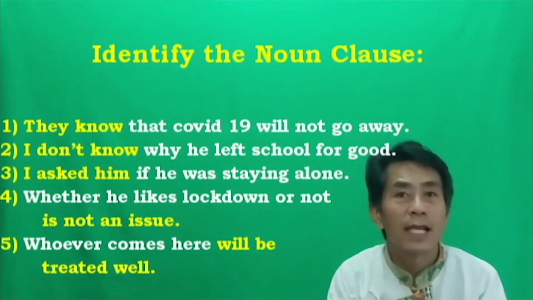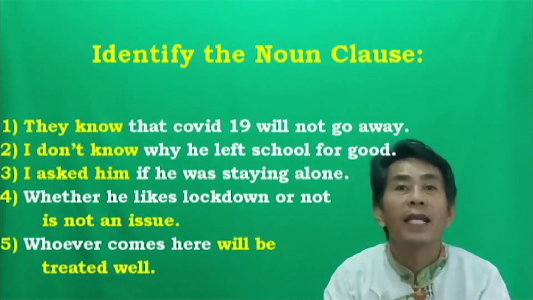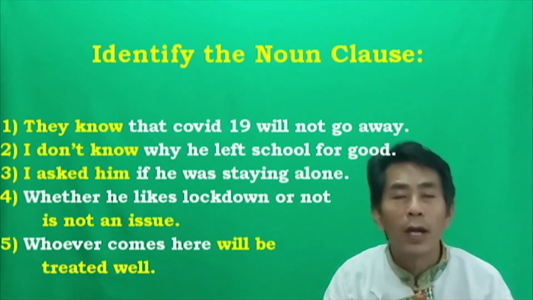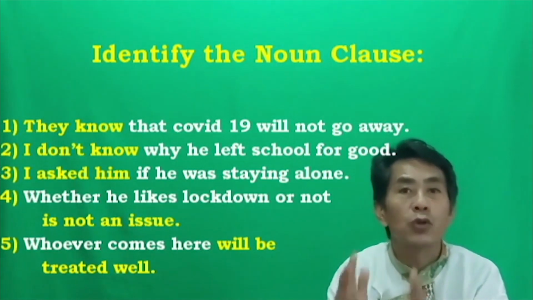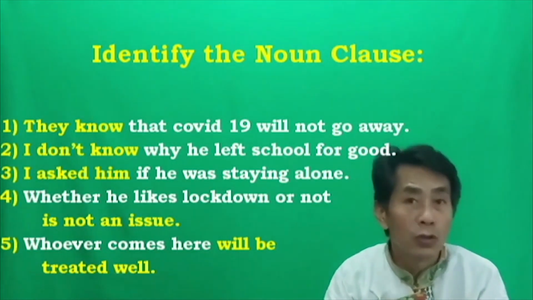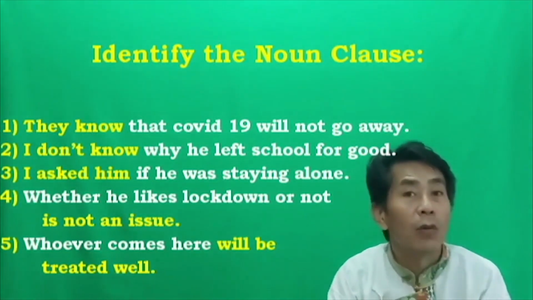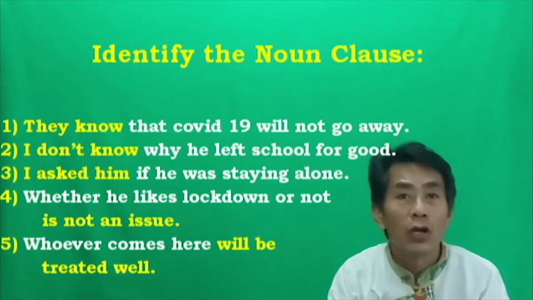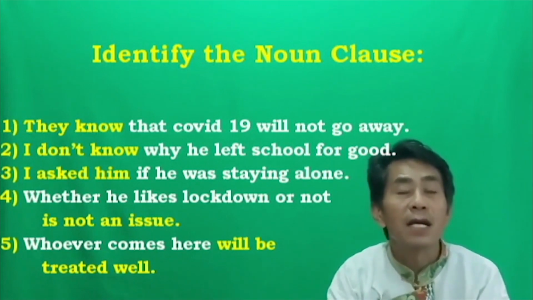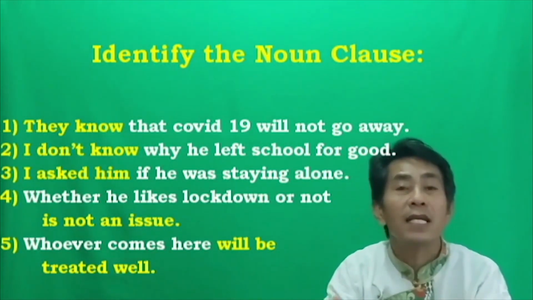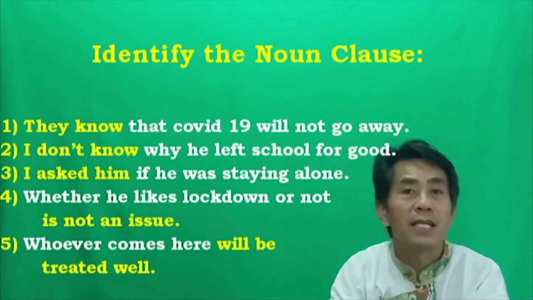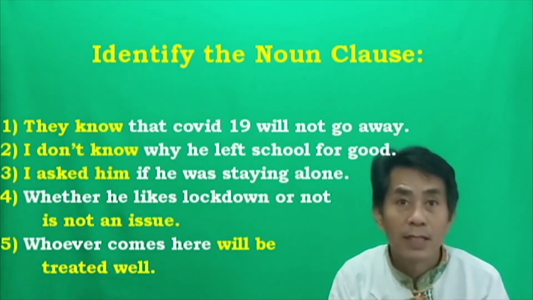Now the second one: "I don't know why he left school for good." "I don't know" is a complete sentence. "Why he left school for good" is a clause. What type of clause is this? This is a noun clause. Why? This clause works as a noun because it is taking the place of the object. I don't know him, I don't know this. All these are in the object place. So this clause is in the object place. You got it?